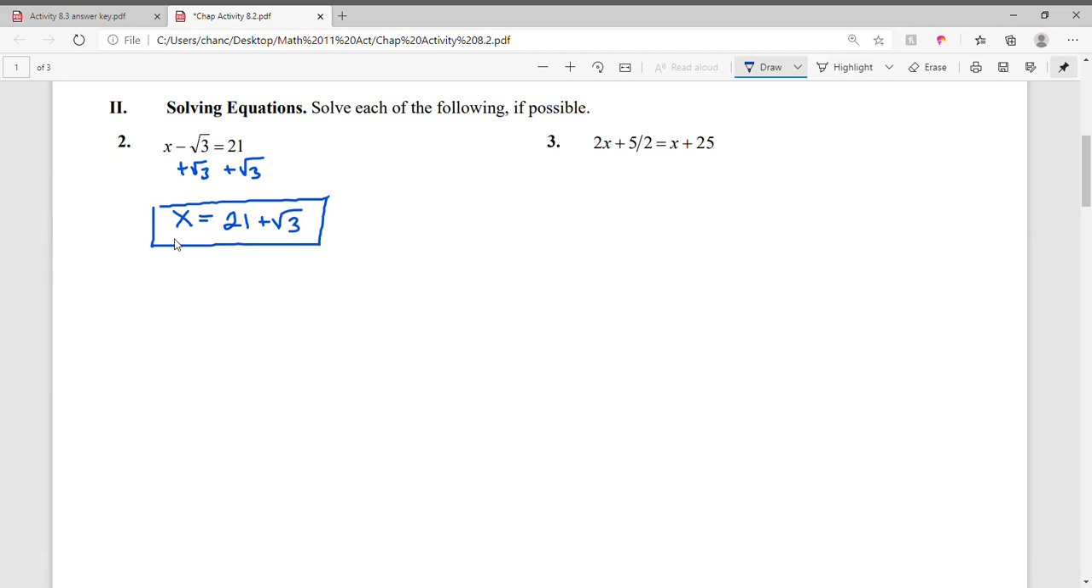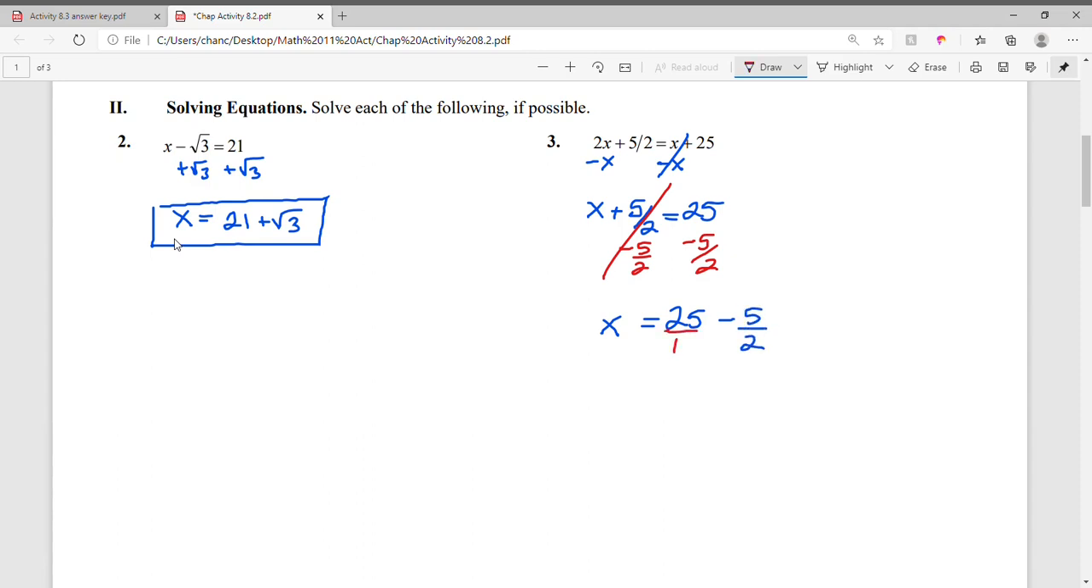For question number 3, we have 2x plus 5 over 2 is equal to x plus 25. Again, I want to isolate the x variable, so let's get that on one side. Let's subtract x from both sides first. And this gives me x plus 5 halves is equal to 25. We'll subtract 5 over 2 from both sides. x is equal to 25 minus 5 over 2.